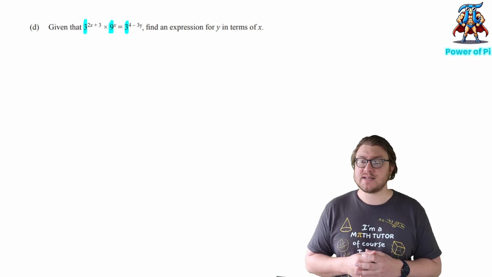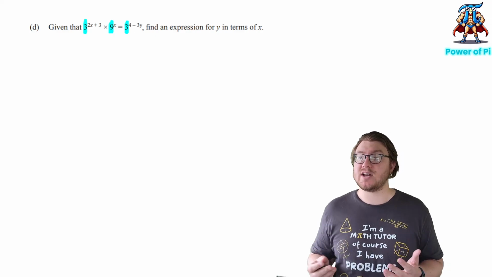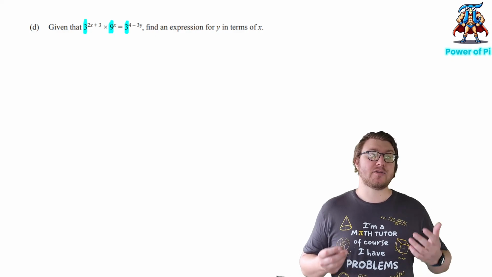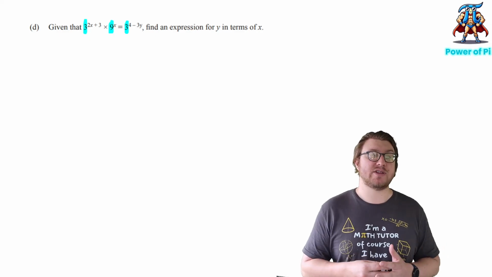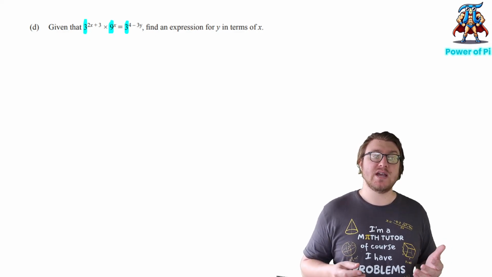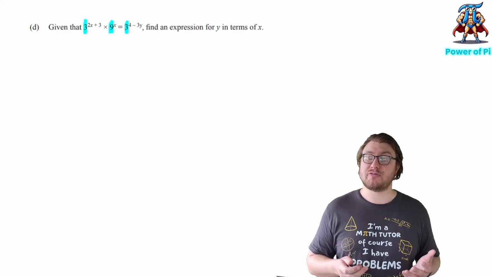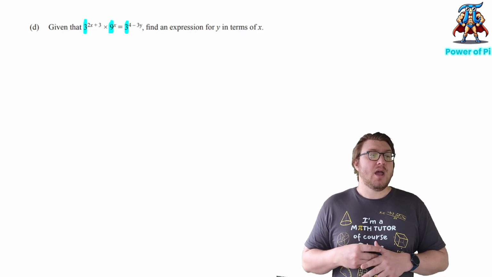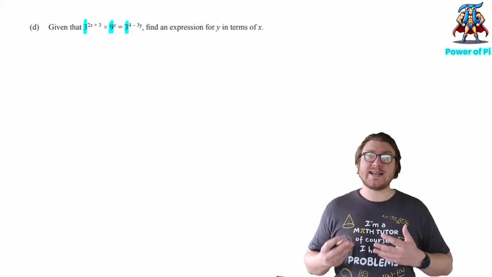Right, and this comes to the last question of this paper, which is another algebra question. Here we have been given 3 to the power of 2x plus 3 multiplied by 9 to the x is equal to 3 to the power of 4 minus 3y, and it wants an expression for y in terms of x. Well, the first thing you should notice here is that we have powers. x is in the power.